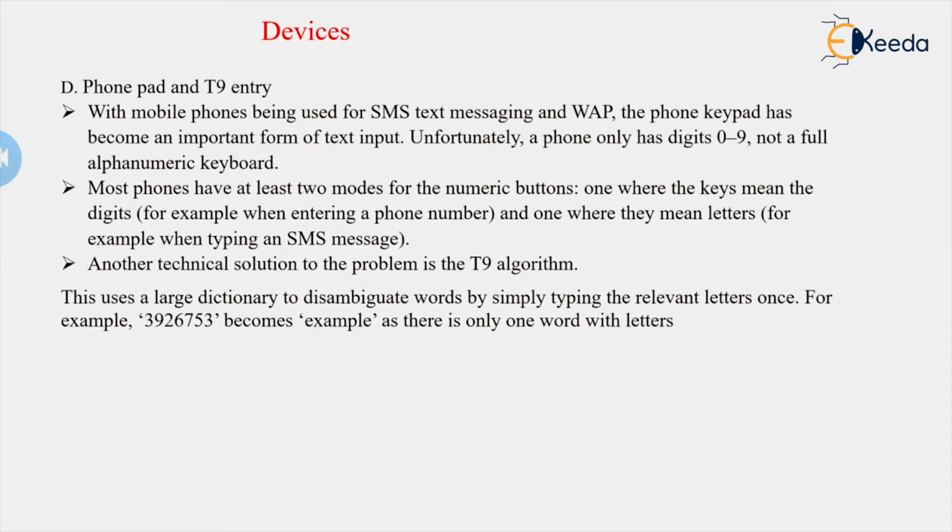Then another technical solution to the problem was the T9 algorithm. This uses a large dictionary to disambiguate words by simply typing the relevant letter once. So for example, there is only one word with that number sequence. So this was quite difficult for it.